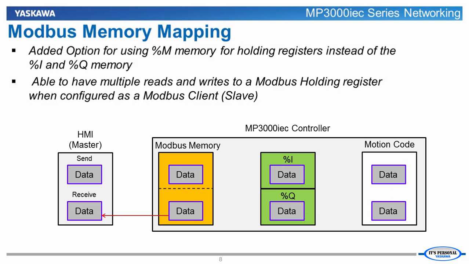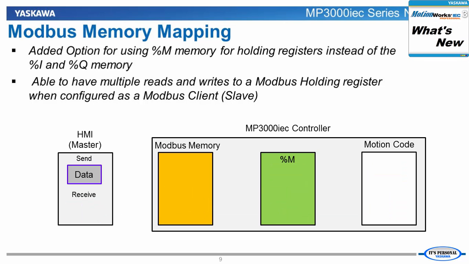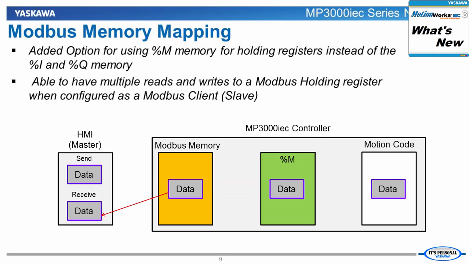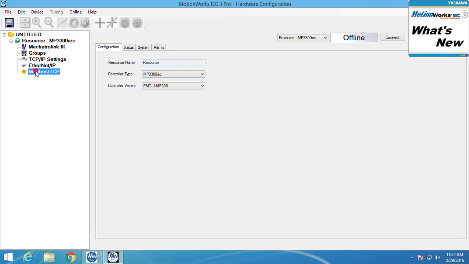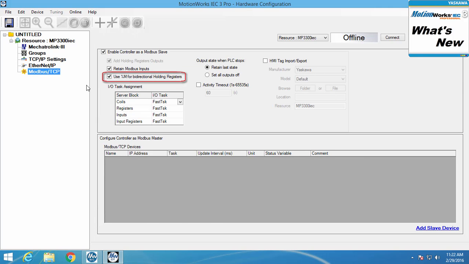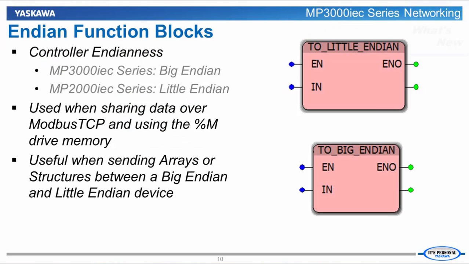Now when %M memory is used, the holding register is bidirectional, so the HMI can write to it and read from it. The motion code does not need to duplicate the value for the HMI to see what value it had written. The %M selection can be found in the hardware configuration of MotionWorks IEC 3 under Modbus TCP. Finally, MotionWorks IEC 3 introduces 2 new function blocks to deal with the data format otherwise known as endianness.